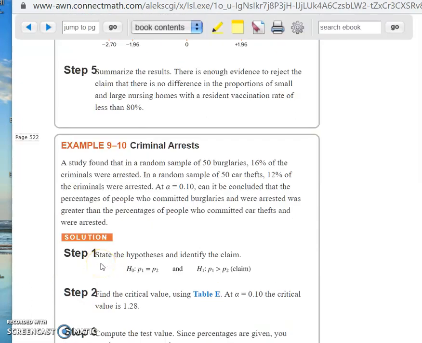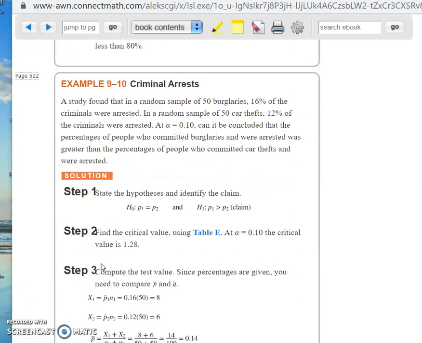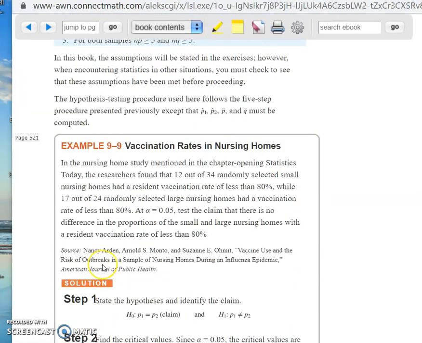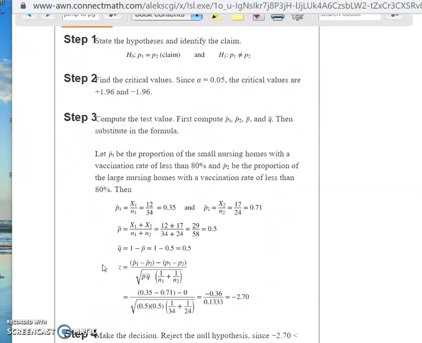Okay, so this is Chapter 9, Section 9-4, recording number 2. We just did the previous example, the nursing home business. Now let's take a look at another example.